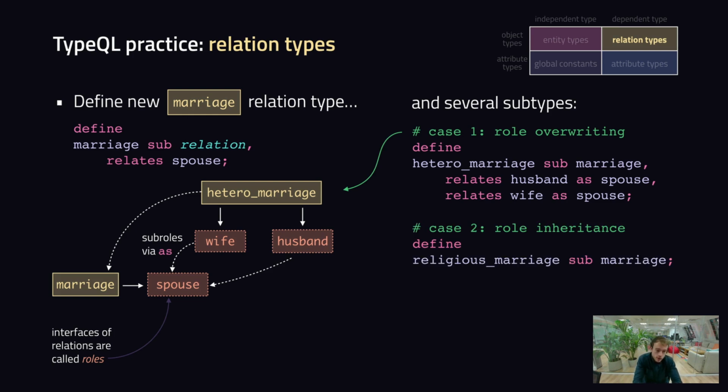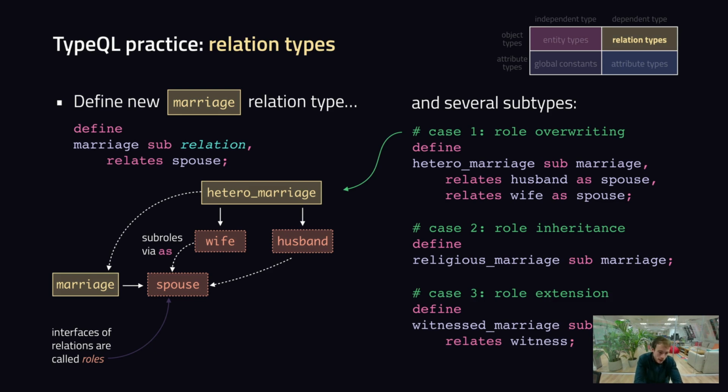Instead of overwriting, we could actually also simply inherit roles. So we could define some subtype of marriage, let's say religious marriage, without touching the spouse role at all. And what that means is that no new roles would be created, so no new interface would be created here, and this new subtype would also directly depend on the spouse role.